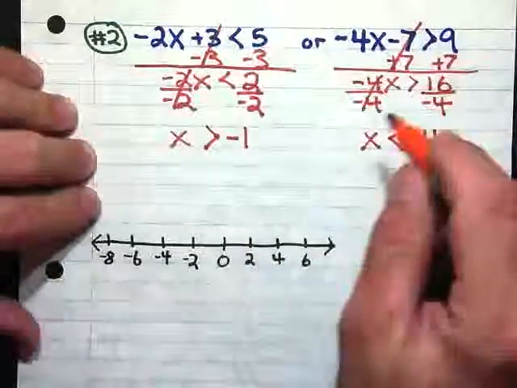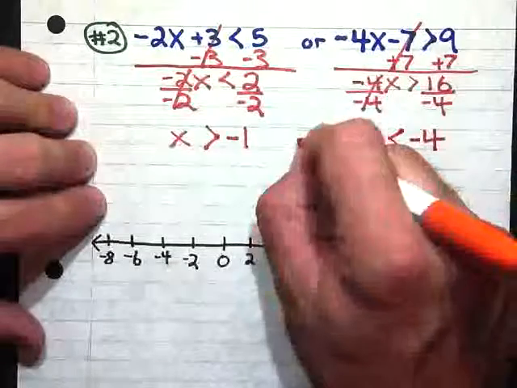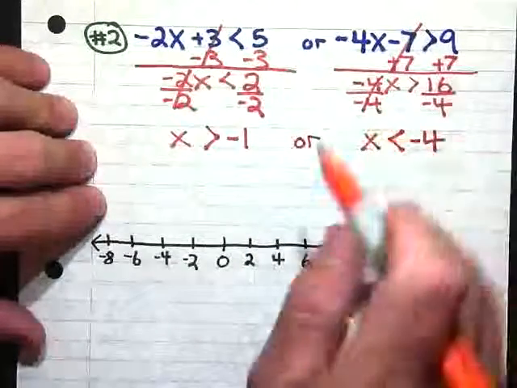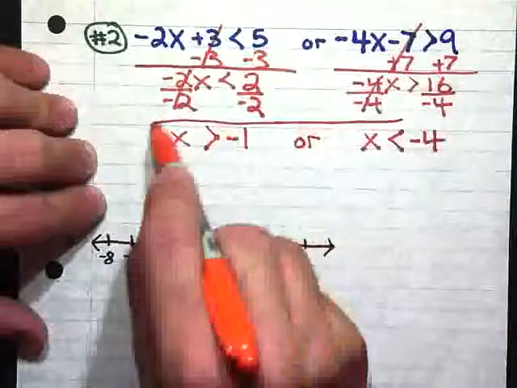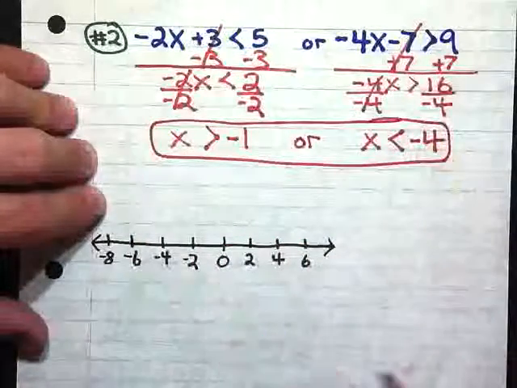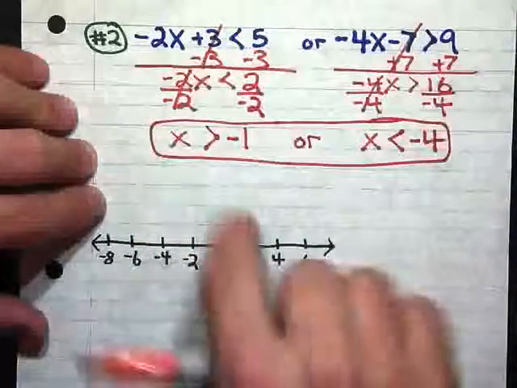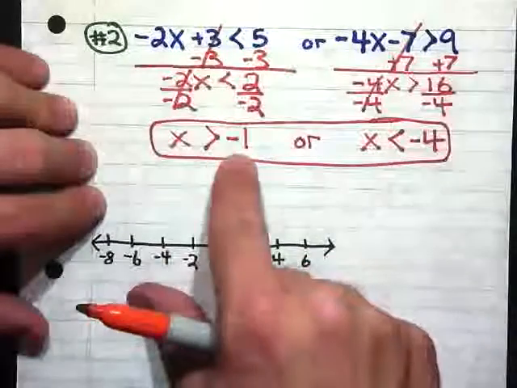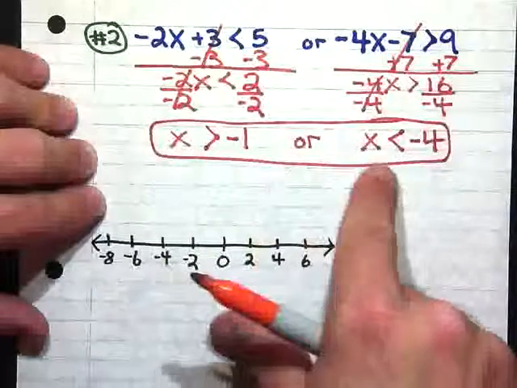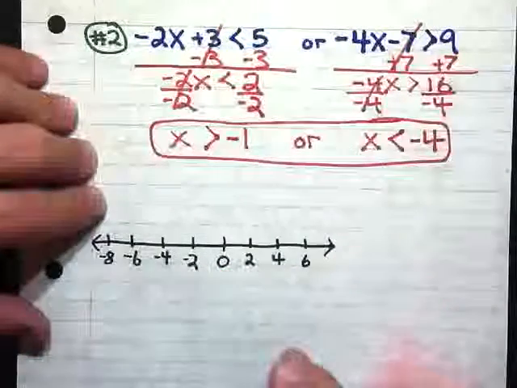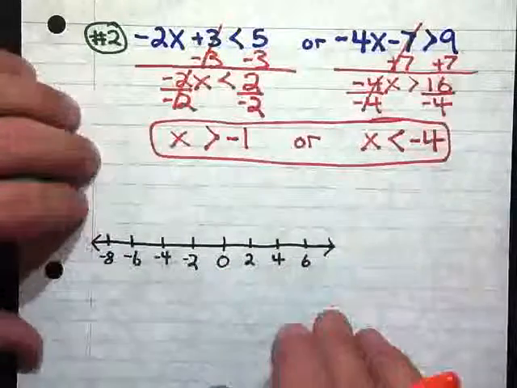So for our solution to an or compound inequality, we're going to place or in between our two solutions, and that's going to give us our overall solution right here. So our solution for this is x is greater than negative 1 or x is less than negative 4. So let's go ahead and graph each one of these inequalities.